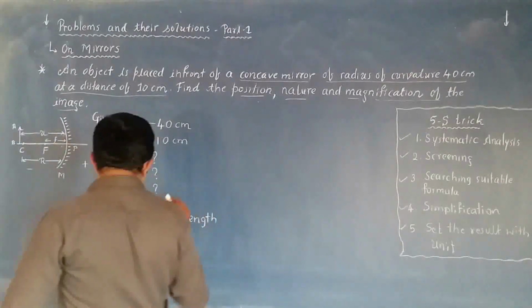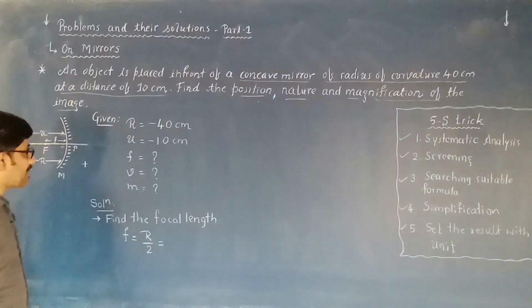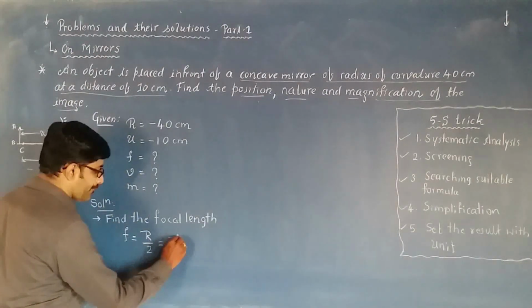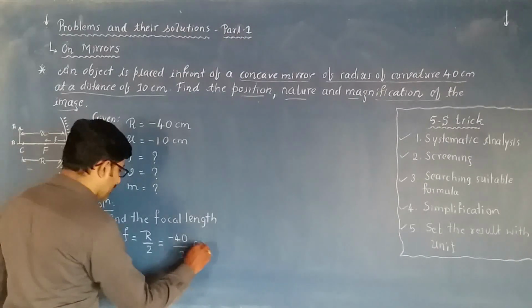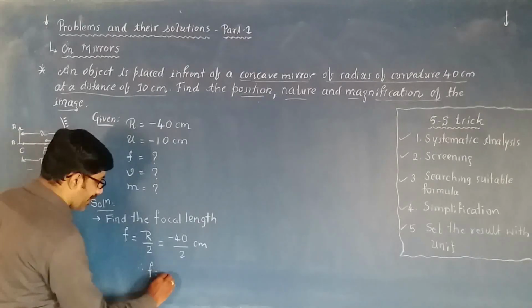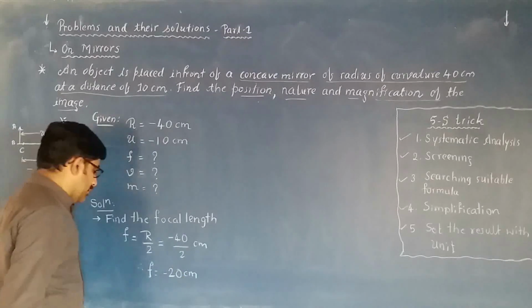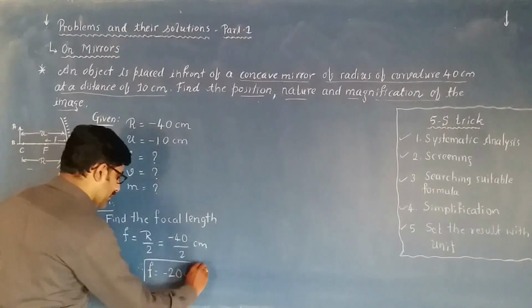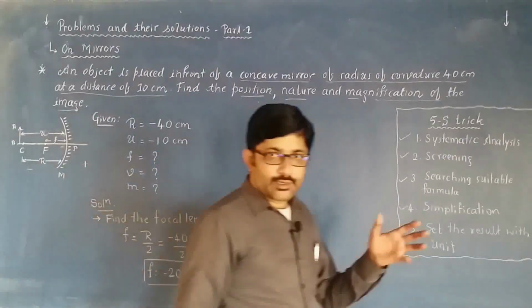So you have f is equal to r by 2, and hence r is minus 40 divided by 2, that is that much of centimeter, and hence the focal length is equal to minus 20 centimeter. So the focal length is equal to minus 20 centimeter.